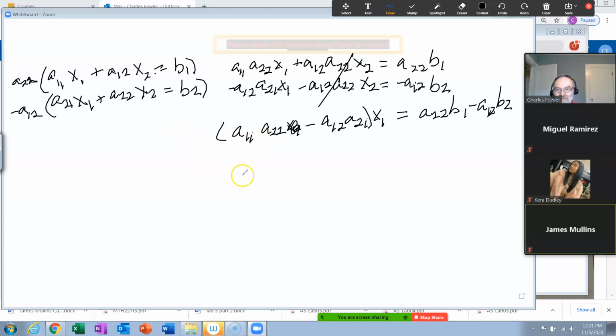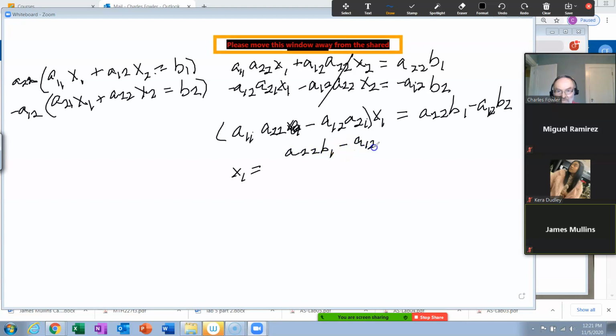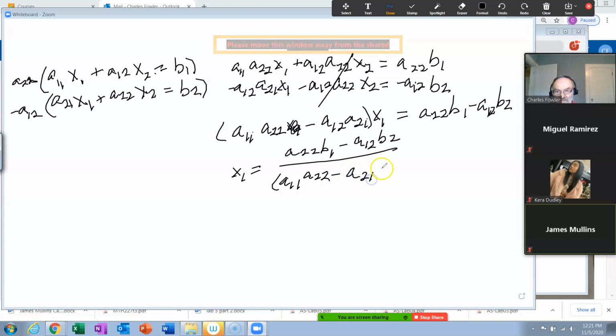Now, what does that give you? X sub 1 is equal to A22 B1 minus A12 B2 over A11 A22 minus A21 A12. That's our answer for X1. Boy, a lot of work to do. If we had just numbers there, it'd be so much easier to do. But that's the very generic case of it.